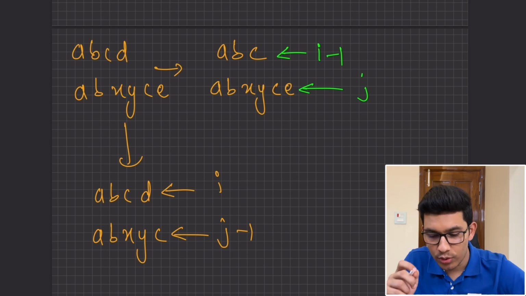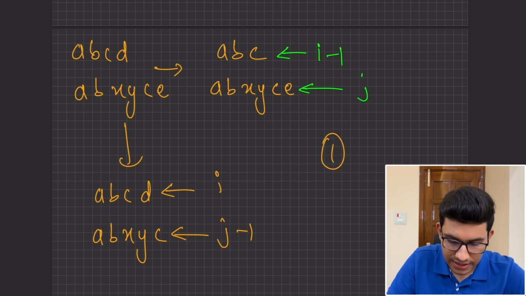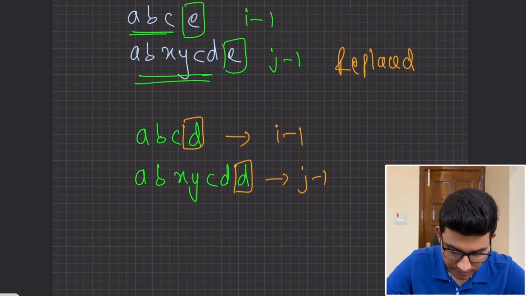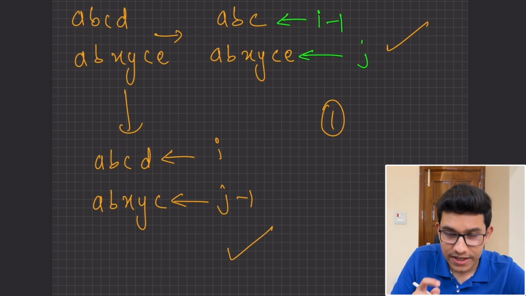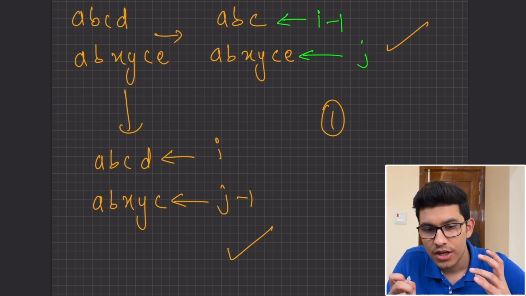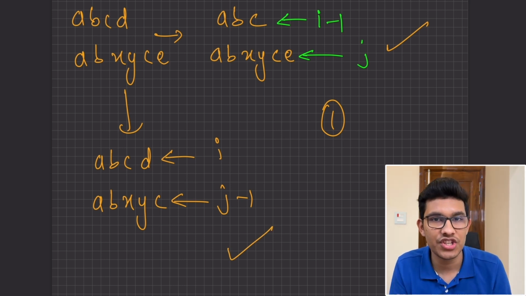In all of these cases, we are doing one operation. In this one operation, we are saying replace. In this one operation, we are saying remove from first string. In this one operation, we are saying remove from second string. Correct? So we clearly know how we can transition now, right?